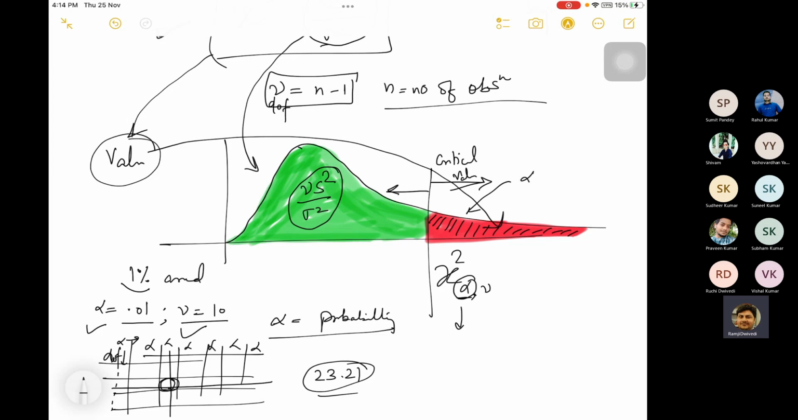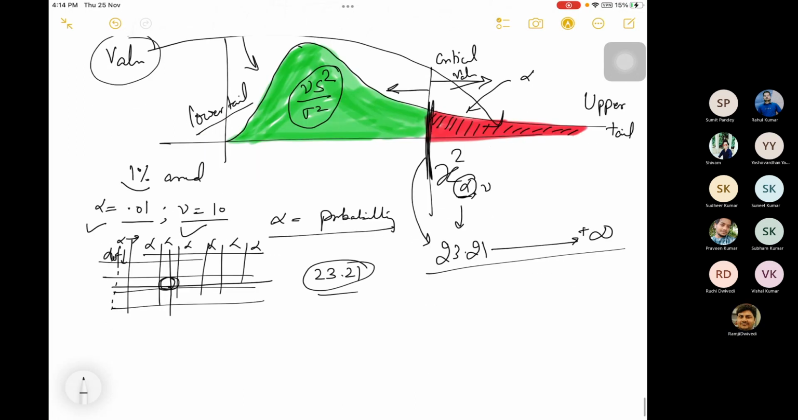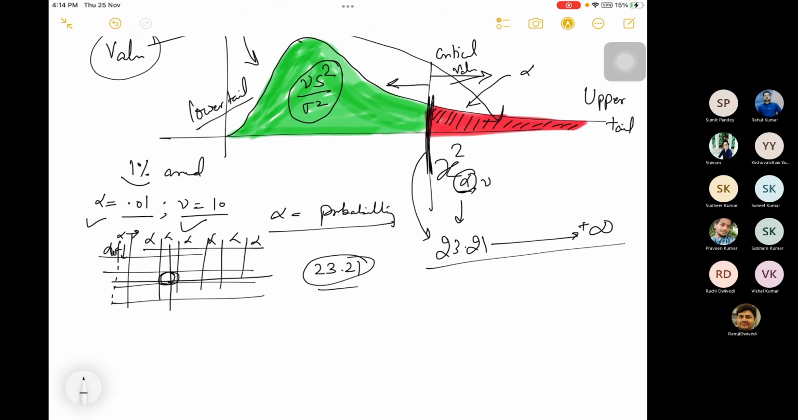Then this means that 1% area under this curve lies in the upper tail. This is called the upper tail. This is called the lower tail. In the upper tail, between this critical value, 23.21, to positive infinity. Very simple. The question can be reversed again.